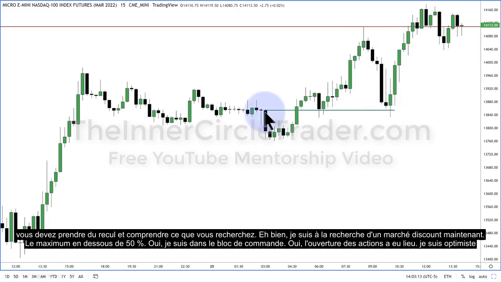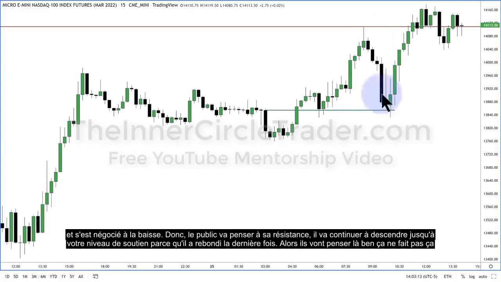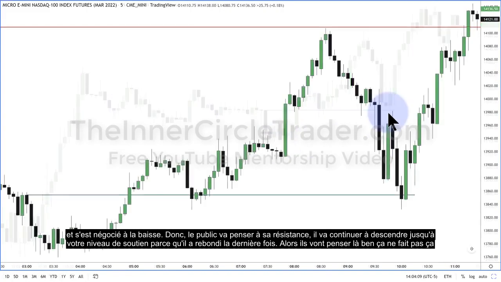Yes. I'm inside the order block. Yes. The equities opening has happened. I'm bullish and it has traded lower. So public is going to be thinking what? It's resistance. It's going to keep going down. To what? There's your support level because it bounced there last time. So they're going to think there. Well, it doesn't do that.